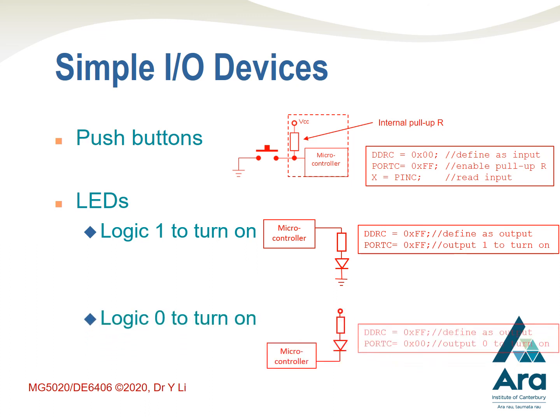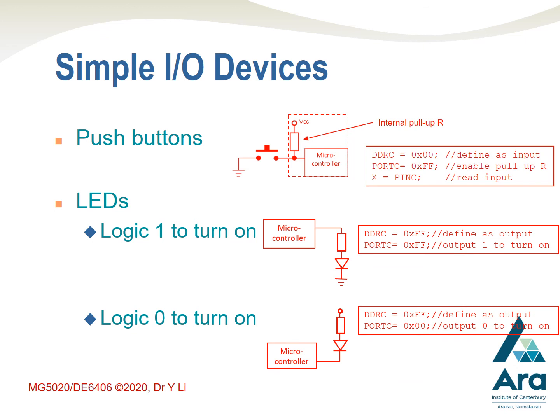You can also use logic 0 to turn on the LED. In that case, you need to connect your LED this way: VCC through a current limit resistor, then the LED, then connect to the output pin of the microcontroller. Now, your GCC code will look like this, using this statement to define the port as output, DDRF, and then you need to output 0 to turn it on.